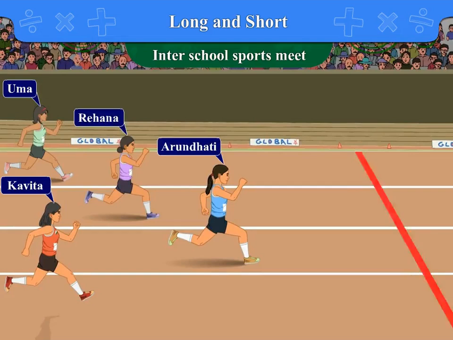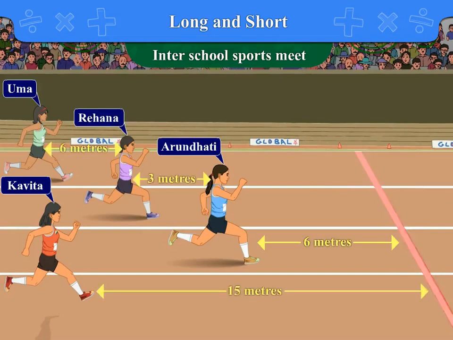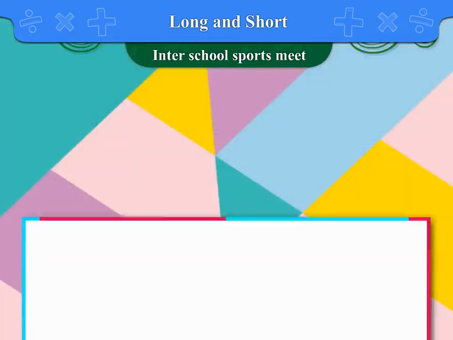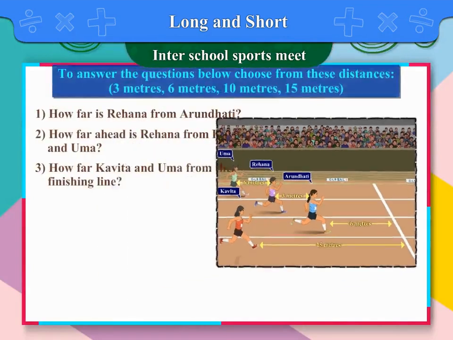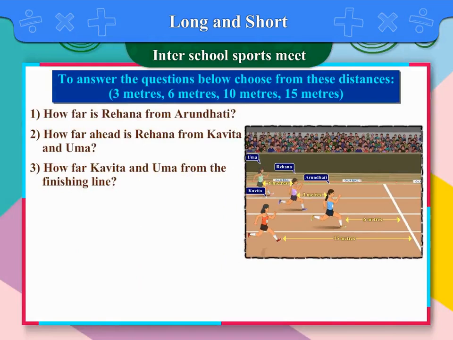Arundhati is near the finishing line. She is only 6 meters away from it. Rihanna is behind her. Kavita and Uma are running behind Rihanna. Look at the picture given here and answer the questions from it. To answer the questions below, choose from these distances: 3 meters, 6 meters, 10 meters, 15 meters.